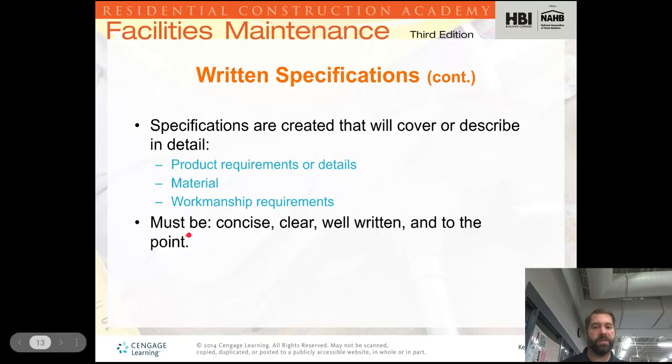The specifications must be concise, clear, well written, and to the point. We don't want any fluff. Let's cut out all the fluff and just say, this is what you're doing, this is how it's getting done, and that's it. And then that way the builder and the customer can both agree on it.